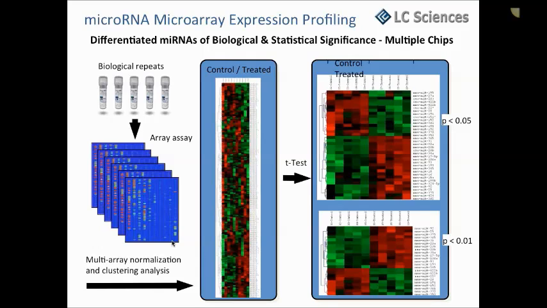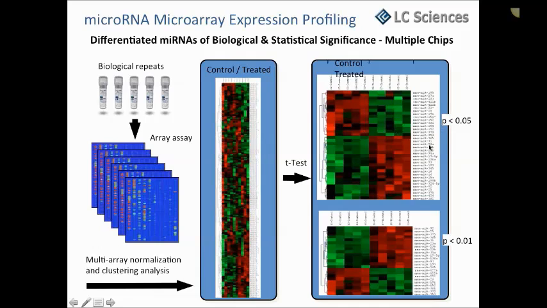Basically, you're running your experiment with, let's say, a control versus a treated sample group. So you have a couple of biological repeats. You run the assays, the microarrays. This is the overall heat map showing you all microRNAs and all samples. And then you apply some simple statistics to look at those that are up and down regulated.